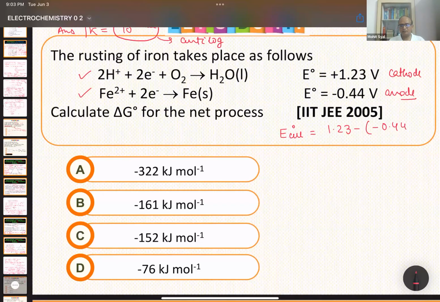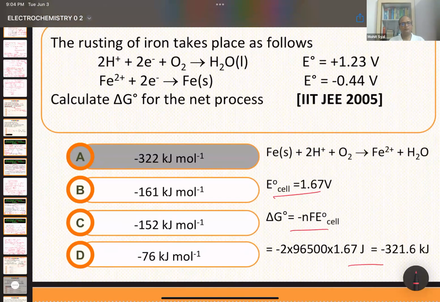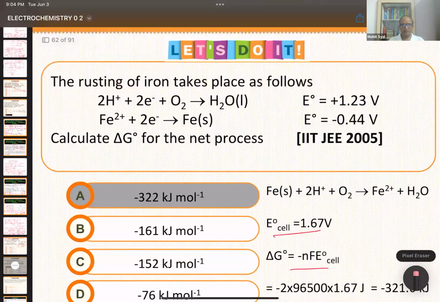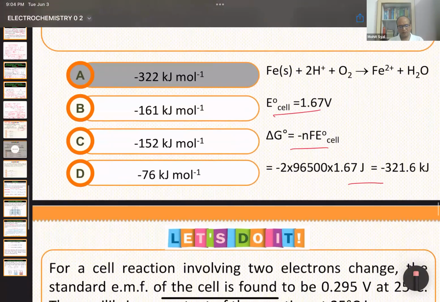Be careful about the charges. This is the EMF of the cell, and you can find the delta G for the whole process. n is 2, F is 96500, and whatever EMF value you get, put it here. You will get your answer. This is a very simple question. I hope all of you can do this. Any doubts in this? Any doubts, Ibrahim, Aisha, Marwa? No, sir. Okay. So this is just a simple question. Let's move to the next question.